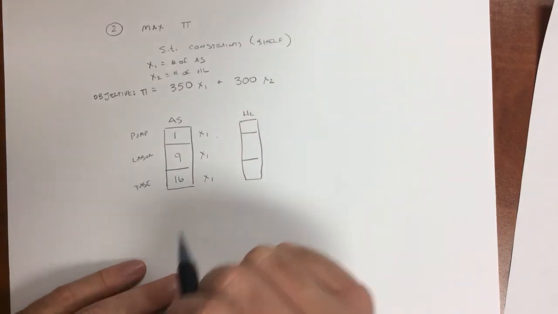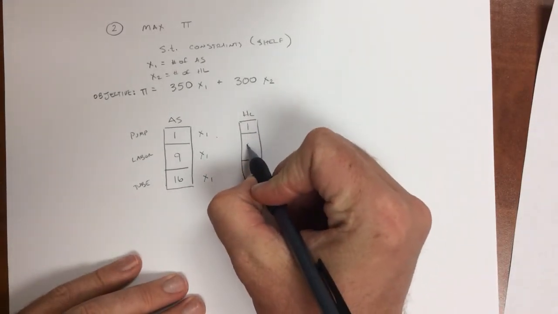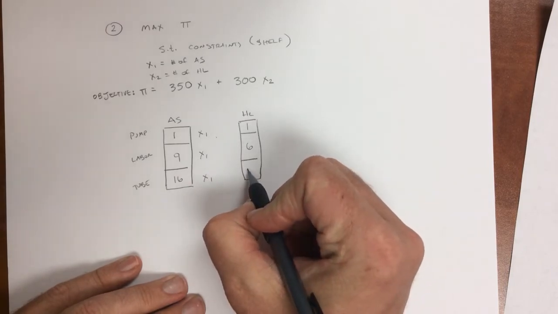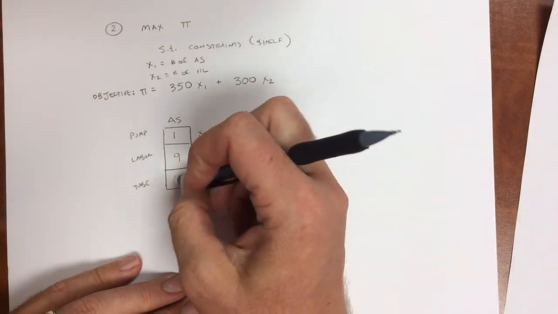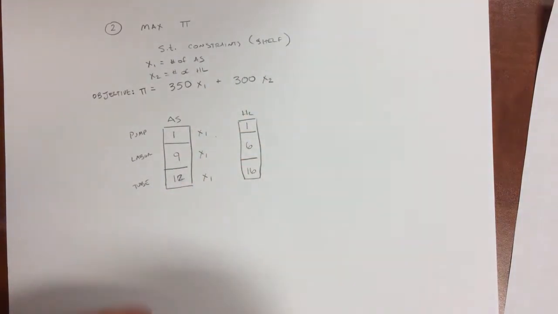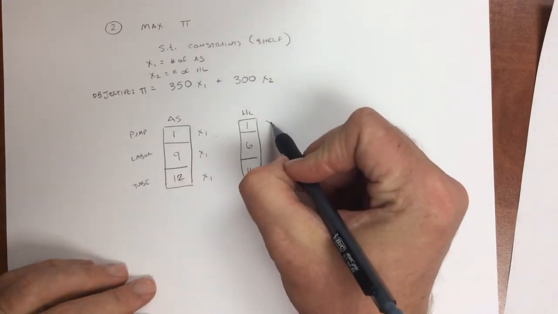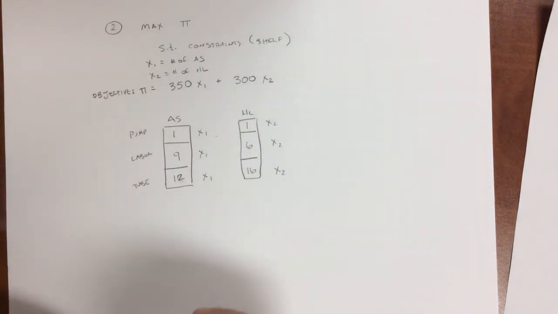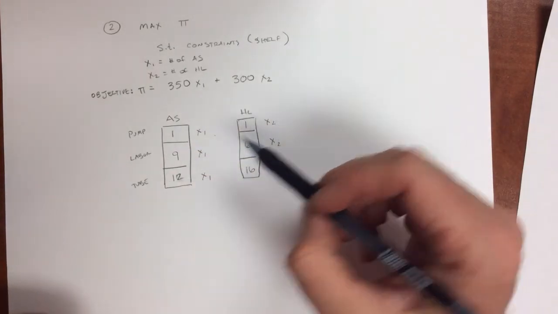Now what about our HL spas? They require 1 pump, 6 hours of labor, and 16 feet of tubing. I'm going to go back here and make sure this matches the scenario given. That should be 12 for the AS spa. Okay, and so this is x2. So suppose I make 1 spa of each, 1 AS and 1 HL.